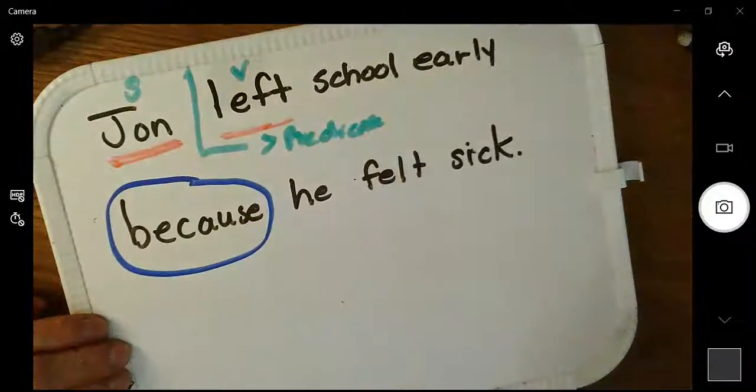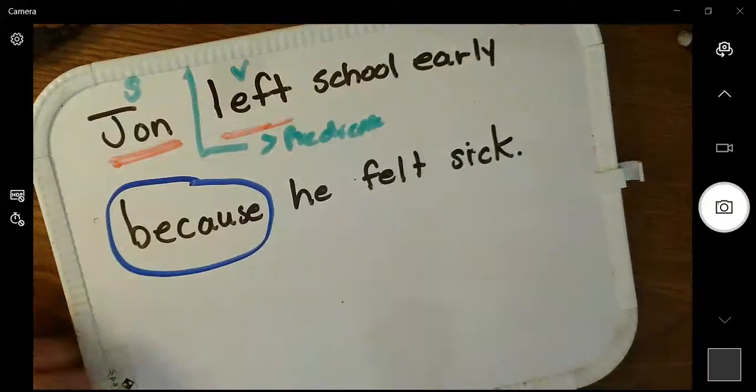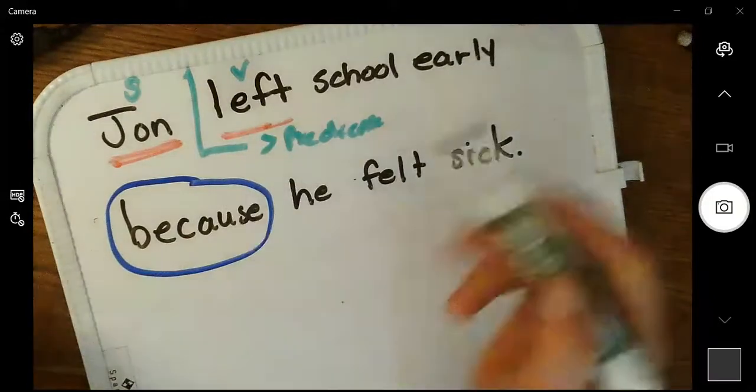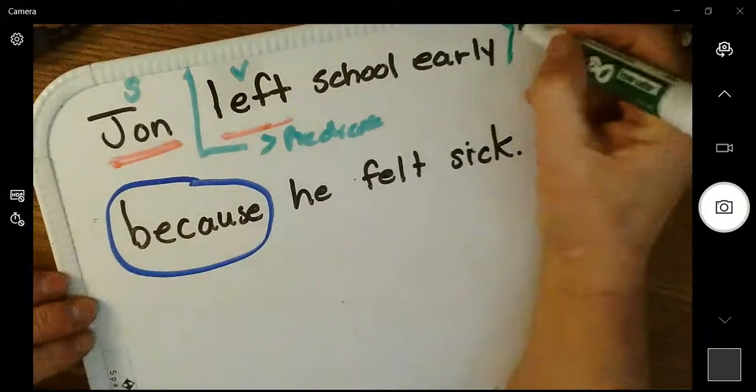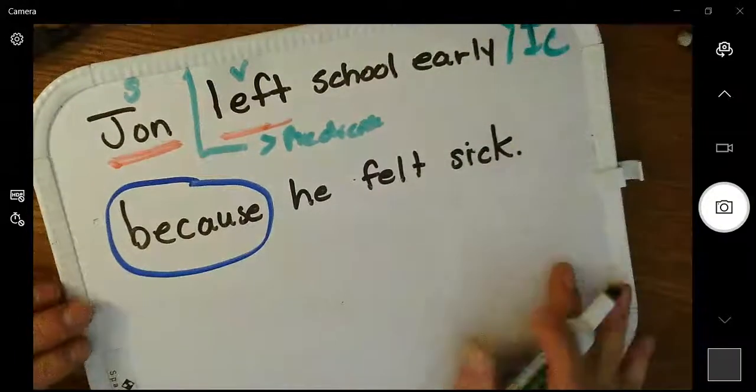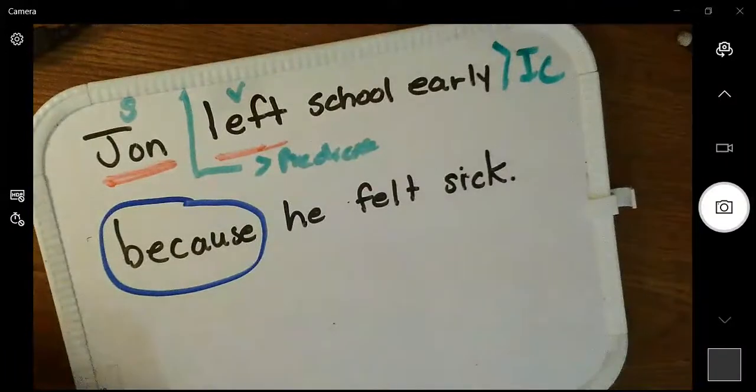Remember Superman? Superman's the one that can stand on his own. He solves crime all by himself. So this is an independent clause. We're going to label that IC. Okay, IC.